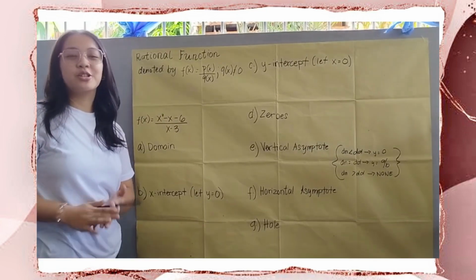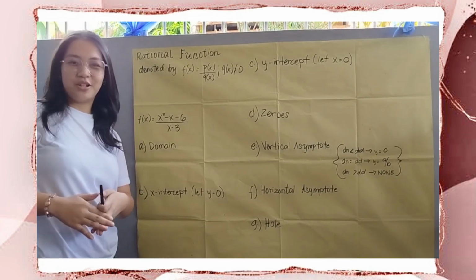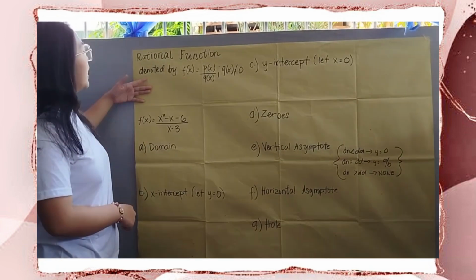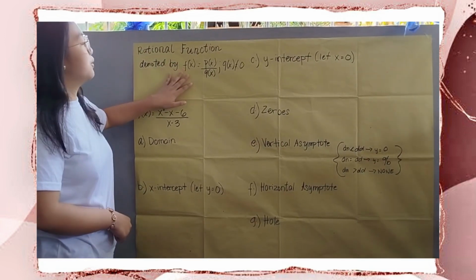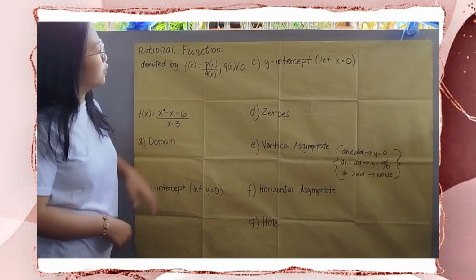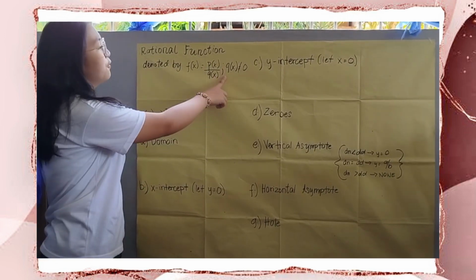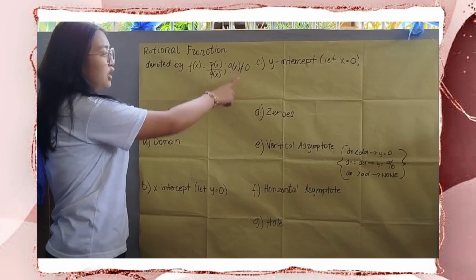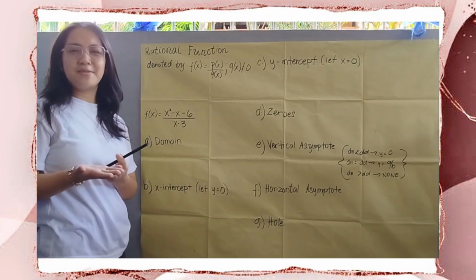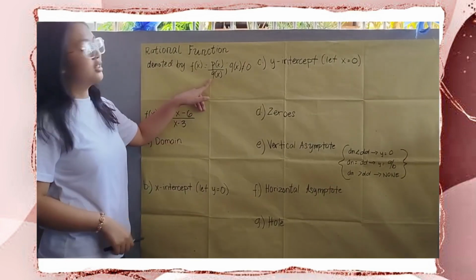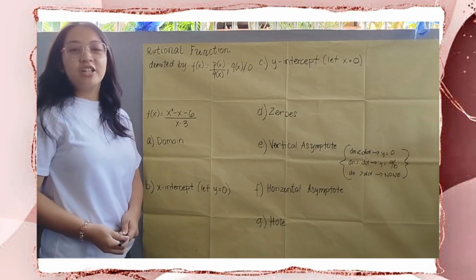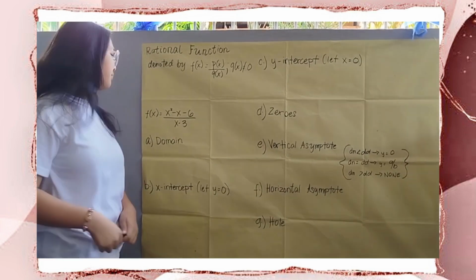Good day, Ambassador. So, ngayon ay magsasolve na tayo ng rational function. Ang rational function ay denoted by f of x is equal to p of x over q of x, where q of x is not equal to 0. Bakit? Bawal mag-equal to 0 ang ating denominator, because magiging undefined na yung solution natin.